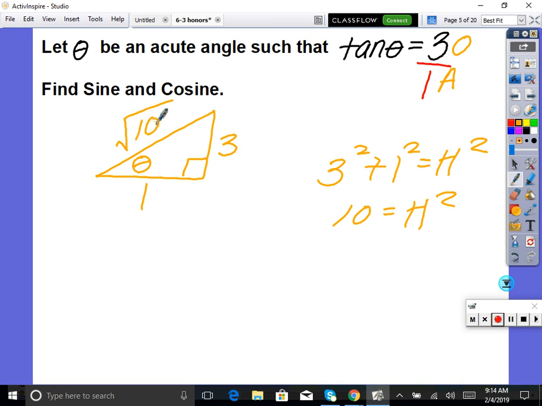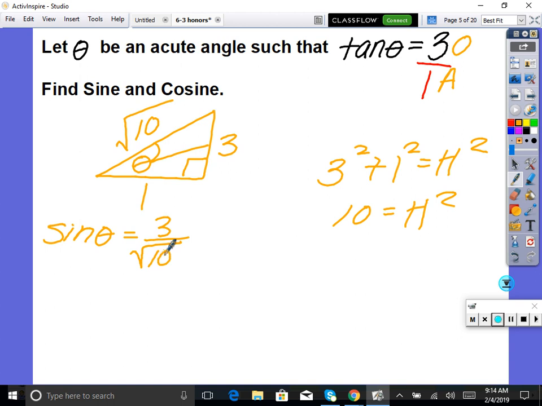Everybody listen, decimals are not acceptable. You have to have simplified radicals. Root 10 does not simplify, so I'm good. Write it as root 10. Now all it wants to know is sine and cosine. So we'd say sine of theta is opposite over hypotenuse, so that'd be 3 over root 10.